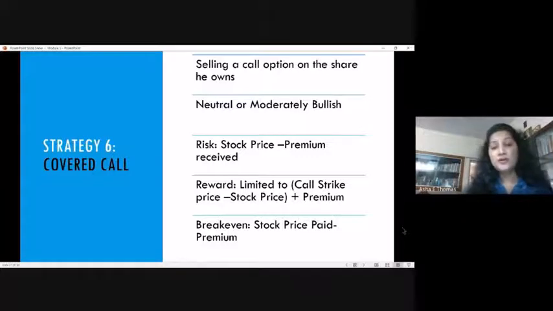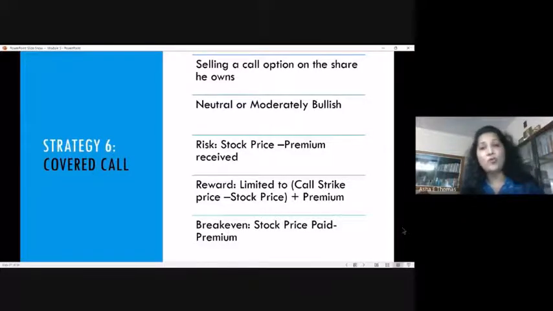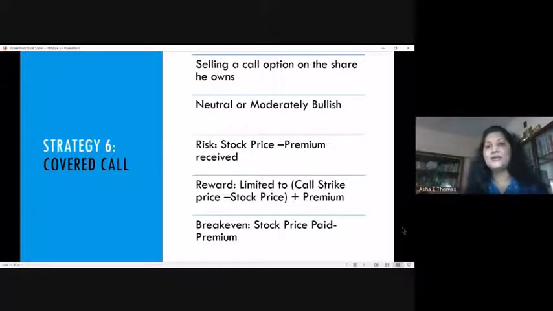And as you say, the break-even for you would always be what you have already paid when you purchase the stock, minus the premium you got. Because you're selling the call option, the right to buy an asset. So when somebody is buying an asset, your obligation as a writer of a call is to sell that. That's why it is the price paid by you at the time of purchasing minus the premium.